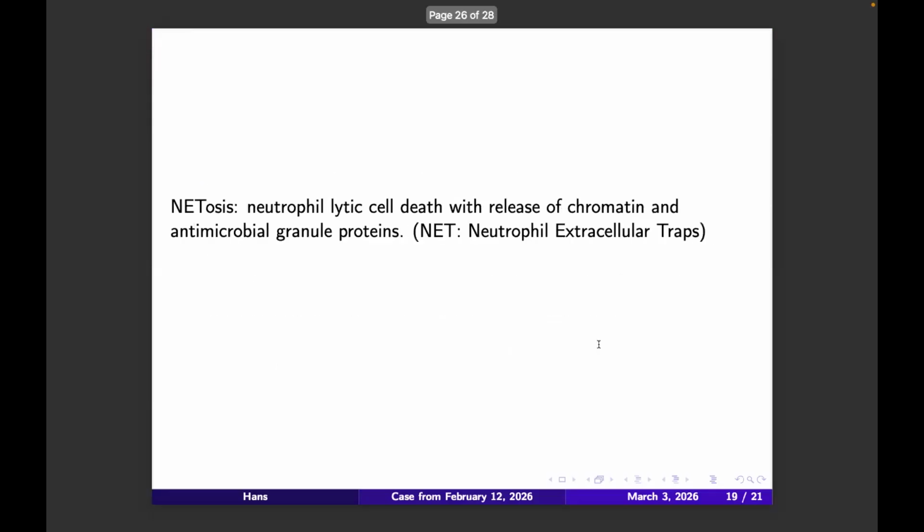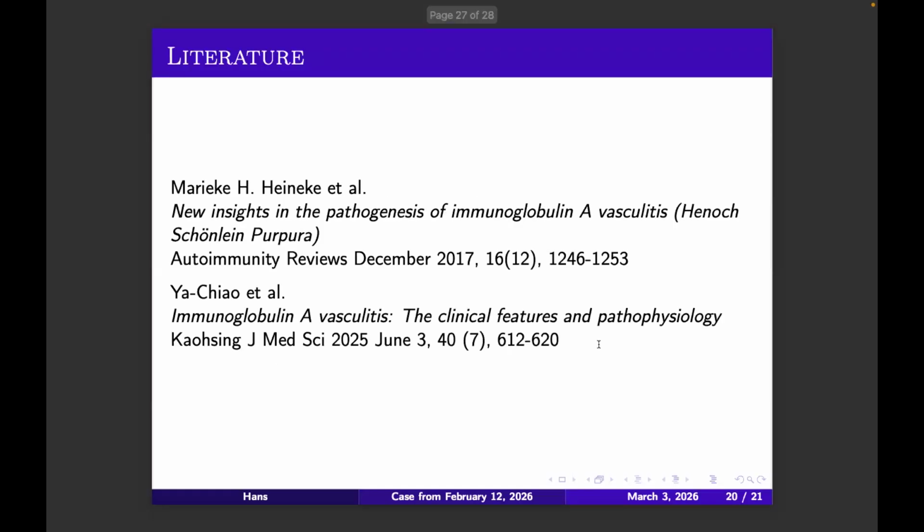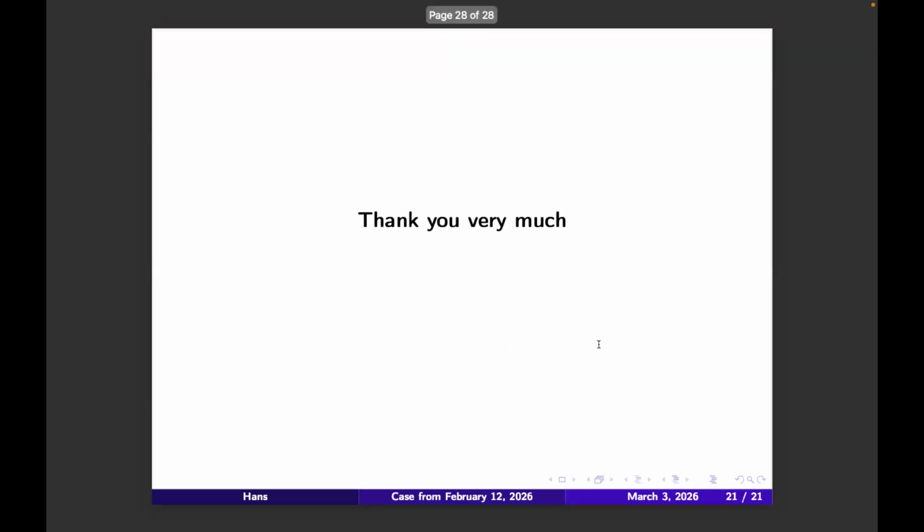And here is just a definition of NETosis, which means neutrophil lytic cell death. These guys are kamikaze fighters, which release chromatin and antimicrobial granules to destroy foreign intruders. And these are the literature I consulted. And I hope my internet was fine. And I want to thank you very much for the opportunity to hold this presentation.